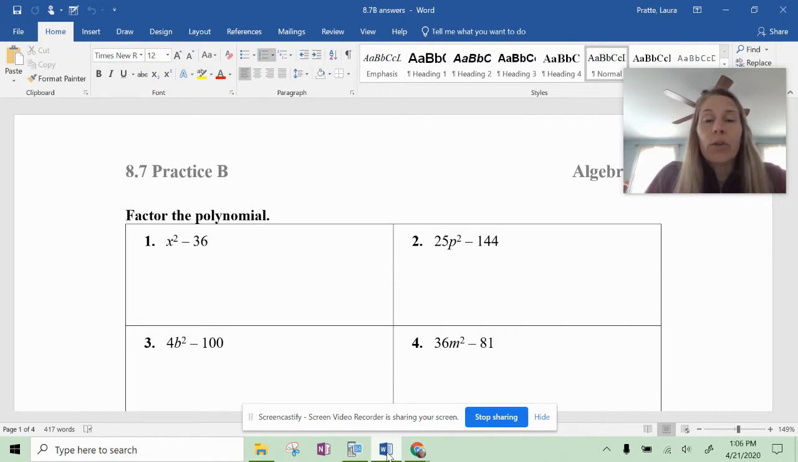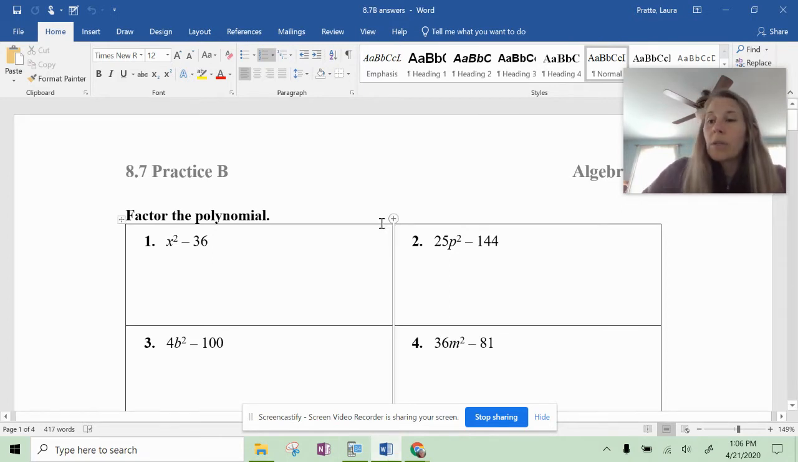So today we are going to review yesterday's lesson on 8.7, which was the different special patterns with factoring. So we did the difference of two squares pattern, and then we went over the sum and difference of two perfect squares. I believe that's what it was yesterday. So we're going to review that a little bit today. This way, hopefully it'll solidify those special patterns.